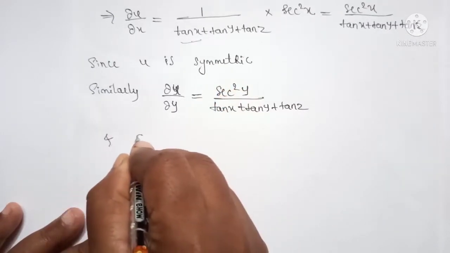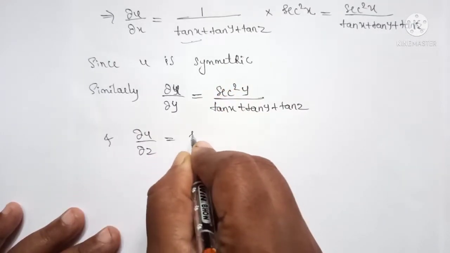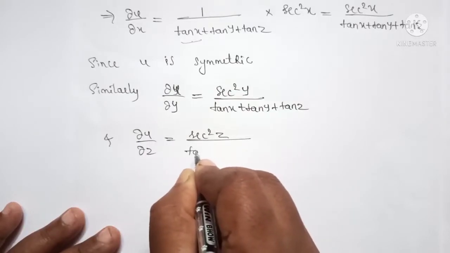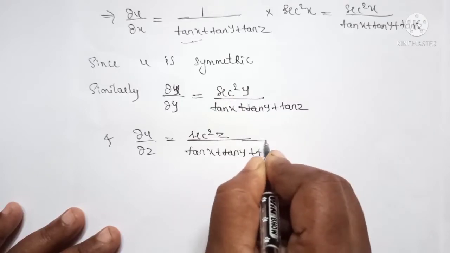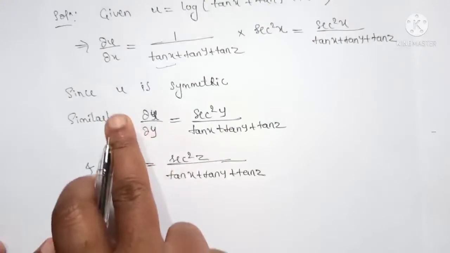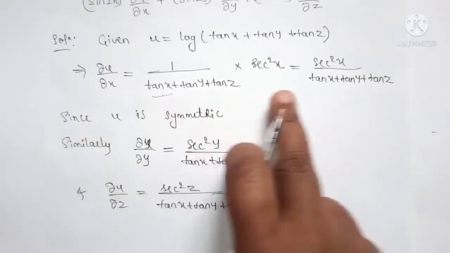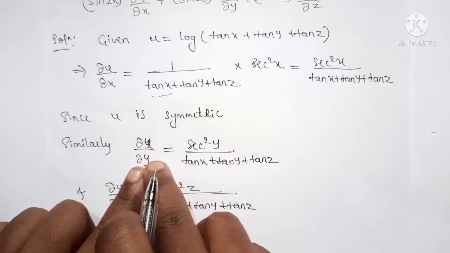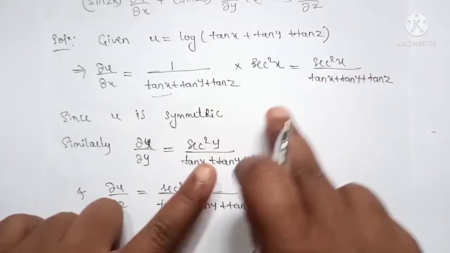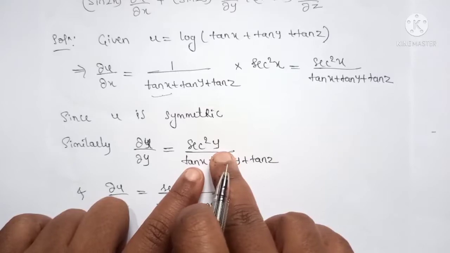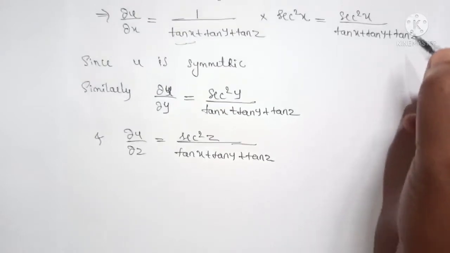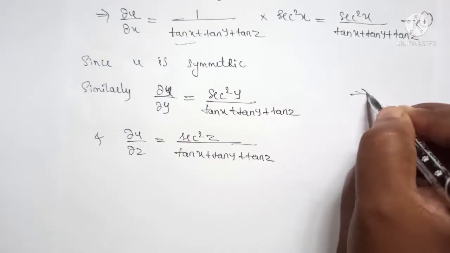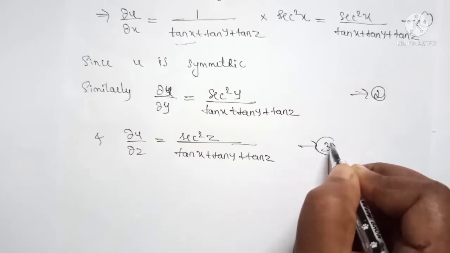And ∂u/∂z is equal to sec² z divided by (tan x + tan y + tan z), okay. So you can change cyclically. Here we have ∂u/∂x, we need y, so we change x by y, and the rest, x, y and z, stay as they are, okay. Consider these as equations 1, 2 and 3. Now to prove this one, consider LHS.